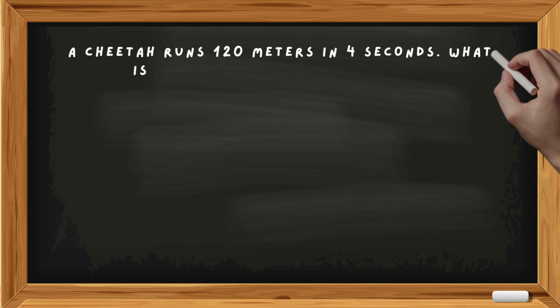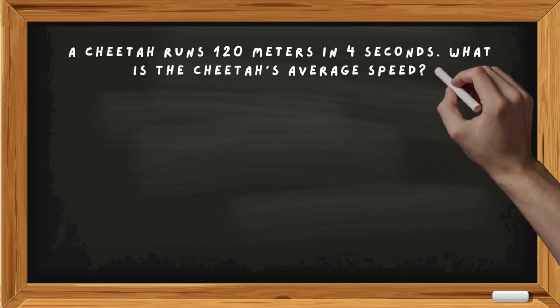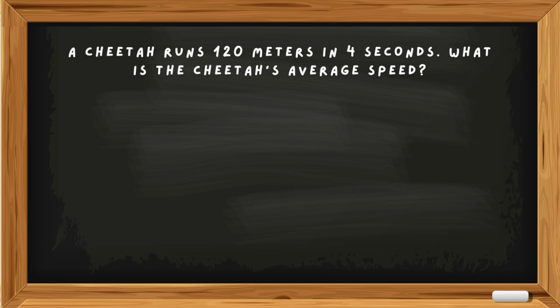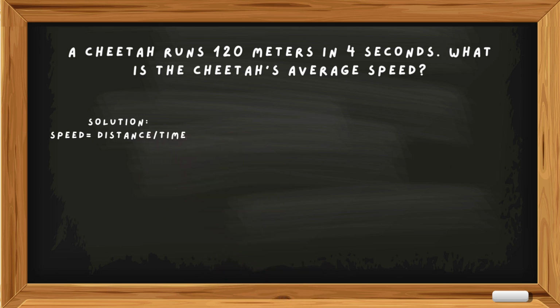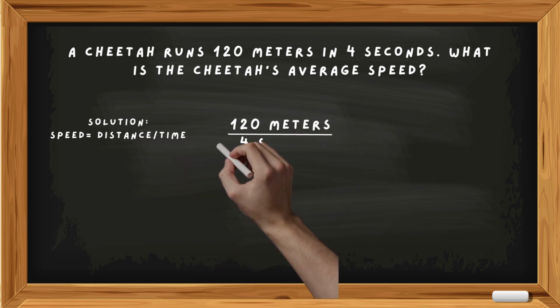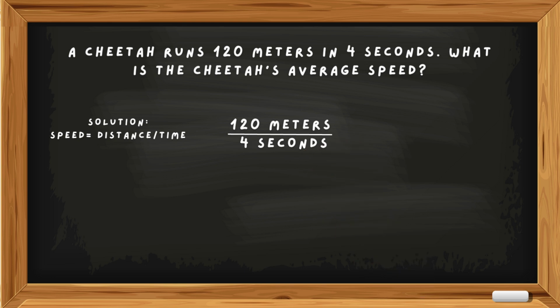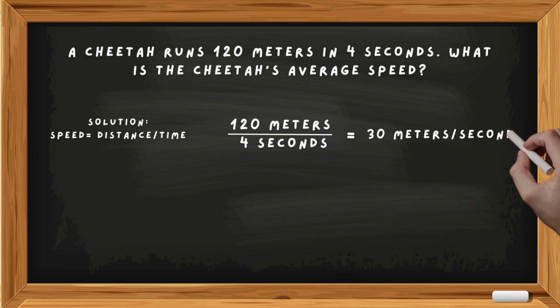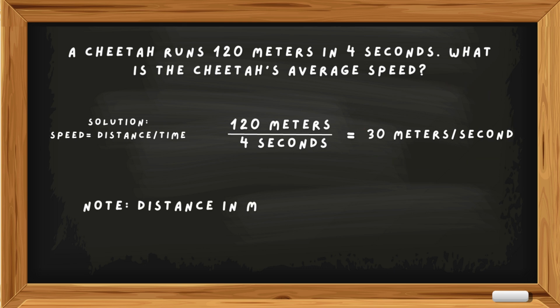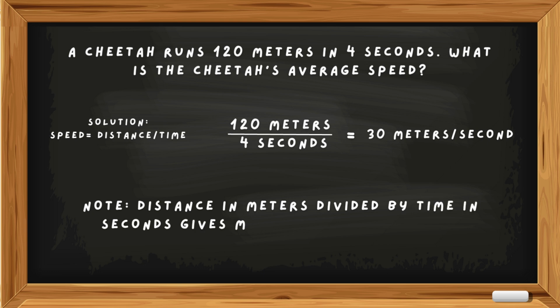Okay, so now let's have a sample problem. A cheetah runs 120 meters in 4 seconds. What is the cheetah's average speed? So we know that our solution is: speed is equal to distance over time. Now analyze the question. For distance, we have 120 meters, and for time, we have 4 seconds. That'll give us an answer of 30 meters per second, because 120 meters divided by 4 seconds is equivalent to 30 meters per second. And take note, the distance in meters divided by time in seconds will give us the unit of measurement of meter per second.